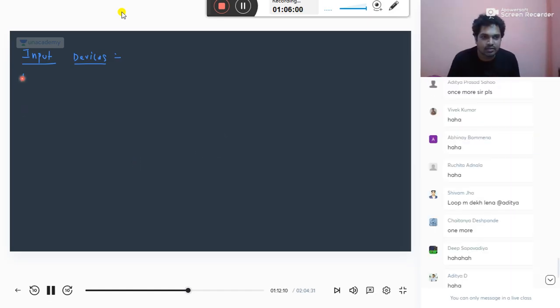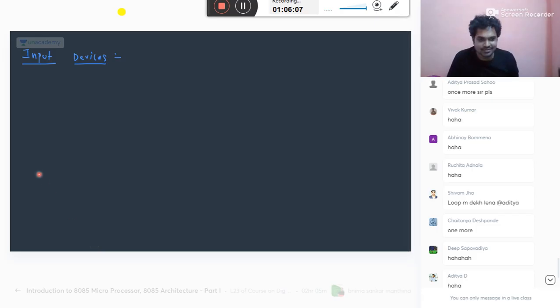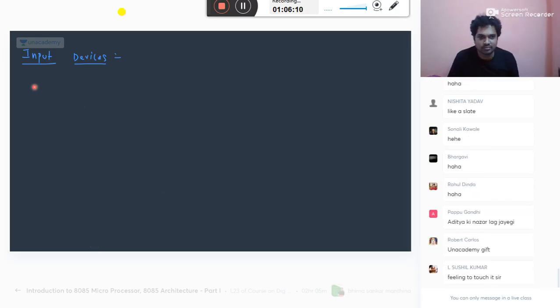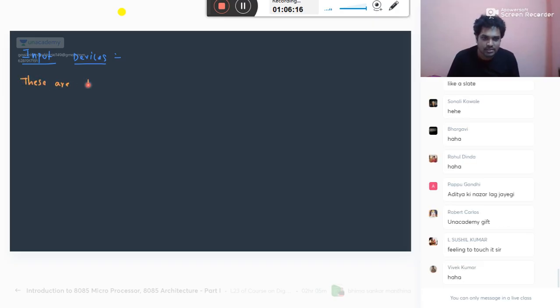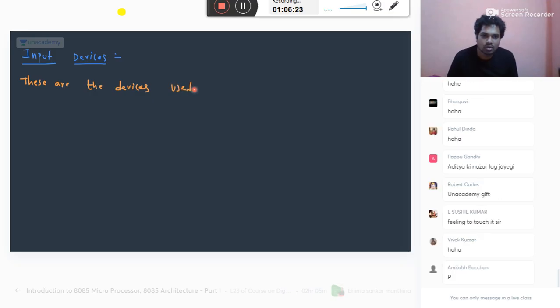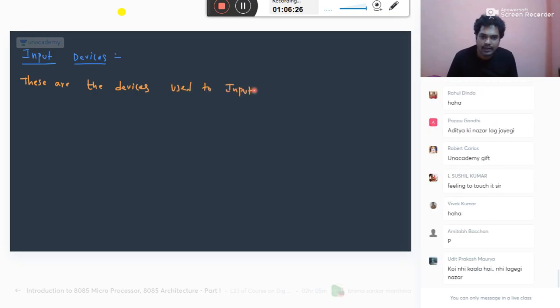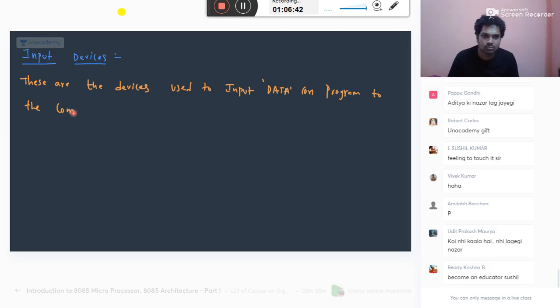So these are the devices used to input data or program to the computer. Actually, computer in the sense of the CPU, you can say.